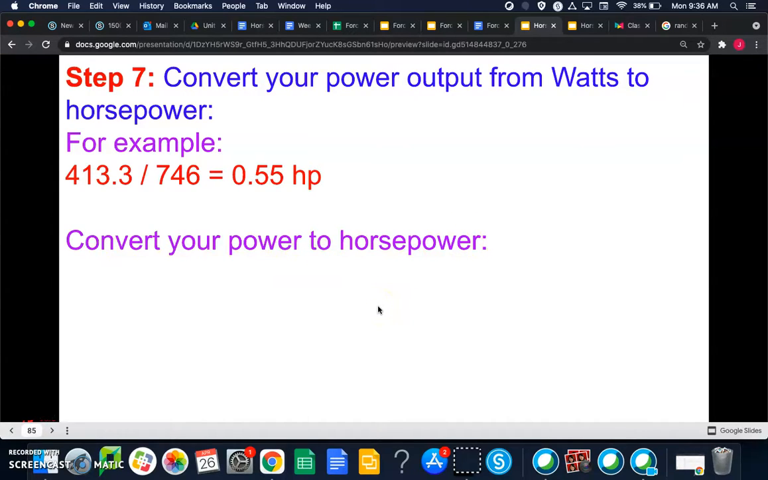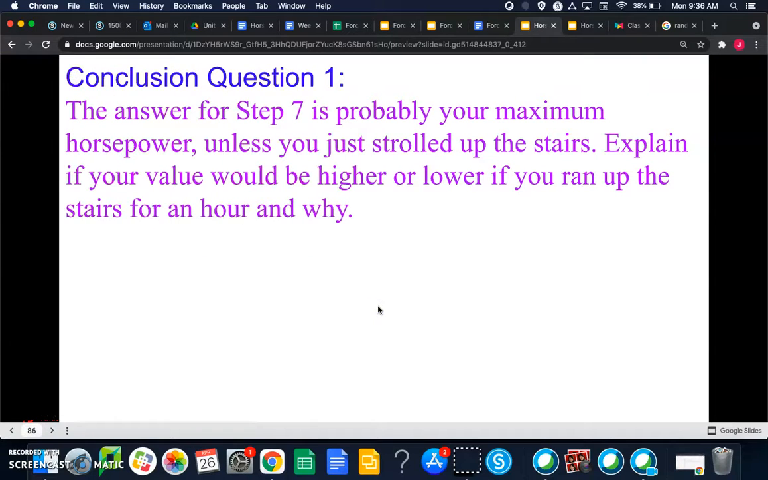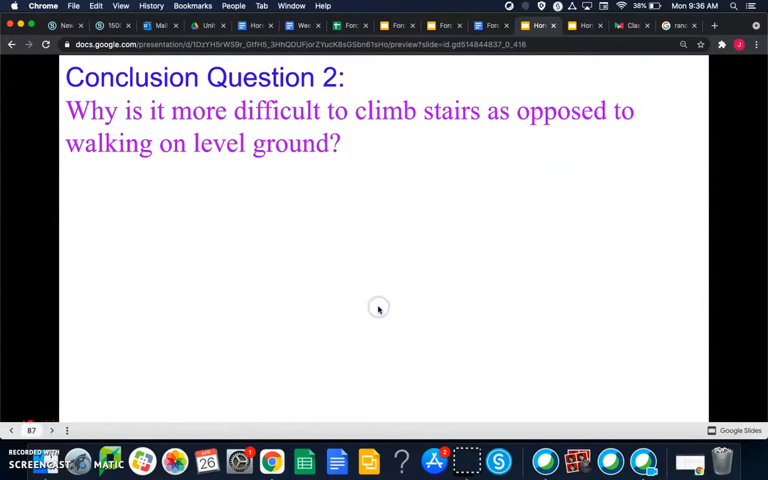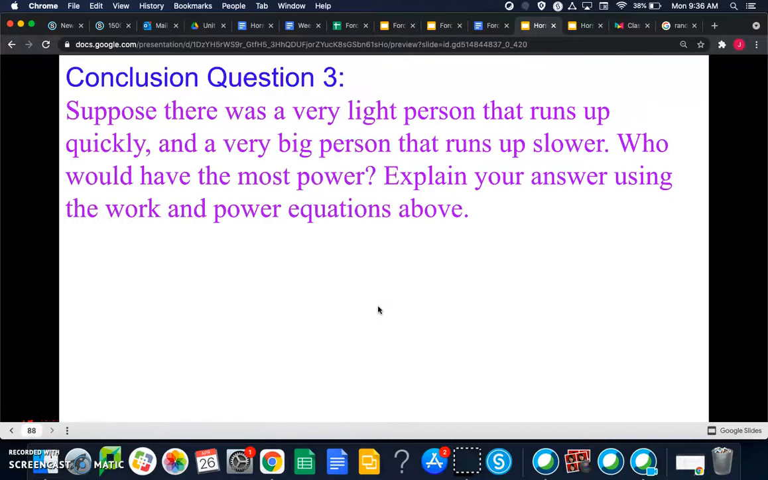Okay. And so then there'll be a few conclusion questions for you to try to answer. Try to answer those on your own. We will go over those in class tomorrow. Let me know if you have any questions.